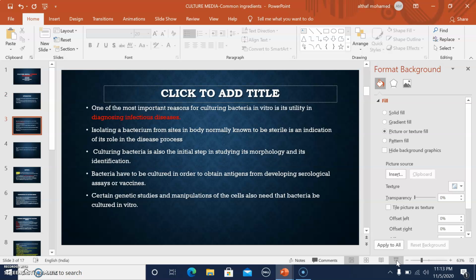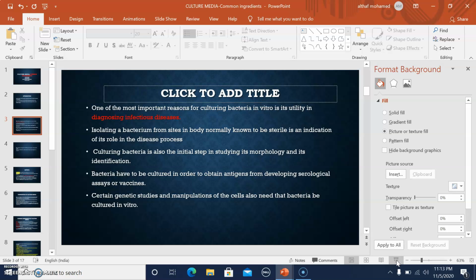One of the most important reasons for culturing bacteria in vitro is its utility in diagnosing infectious disease. Isolating a bacterium from the sites in the body normally known to be sterile is an indication of its role in the disease process. Culturing bacteria is also the initial step in studying its morphology and identification.